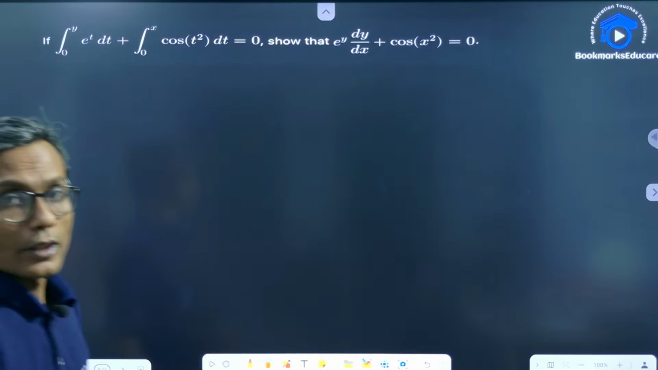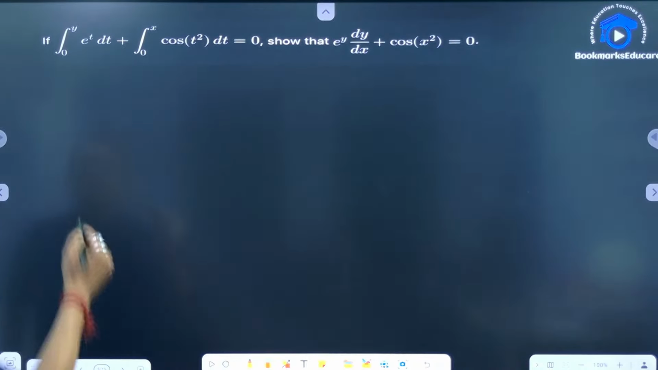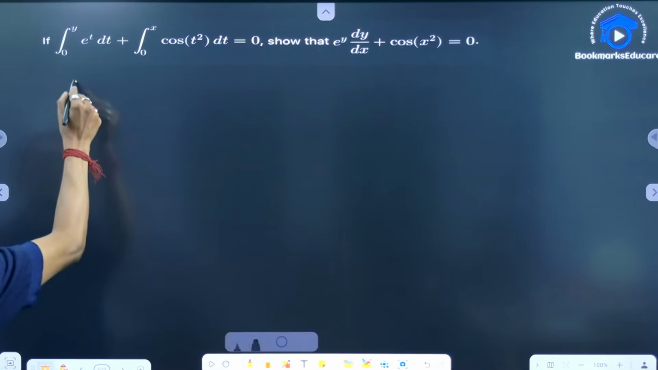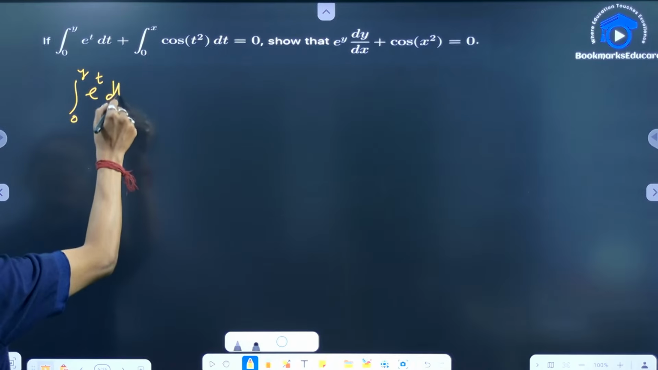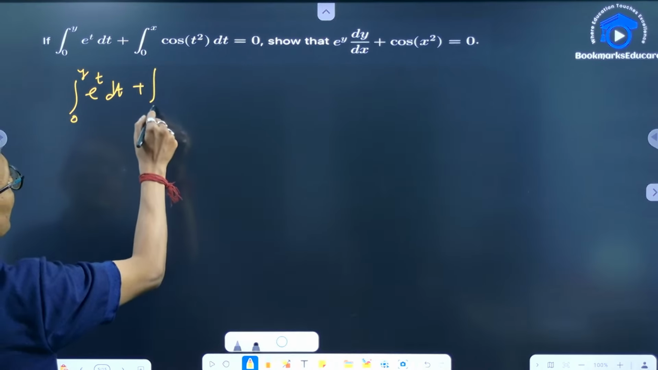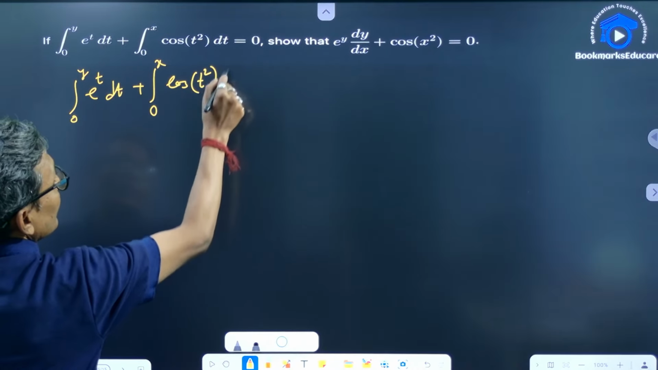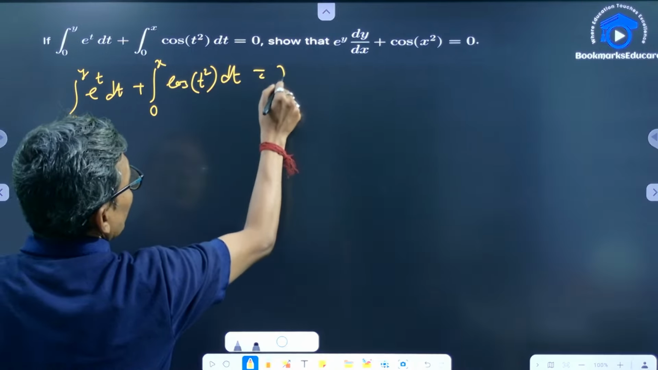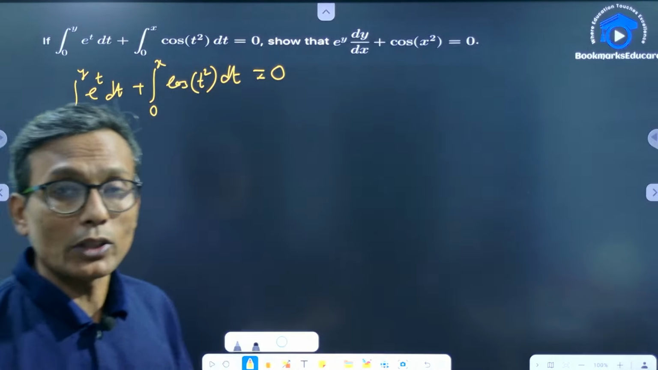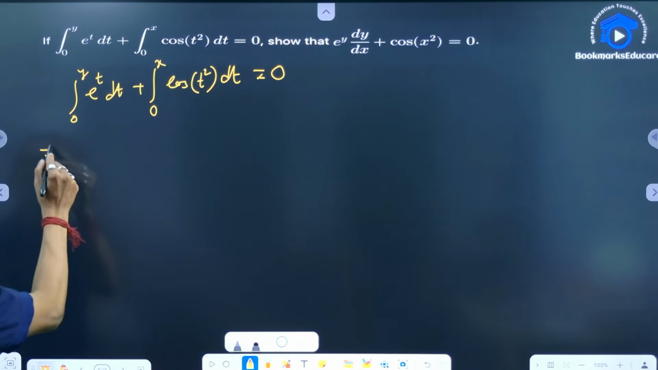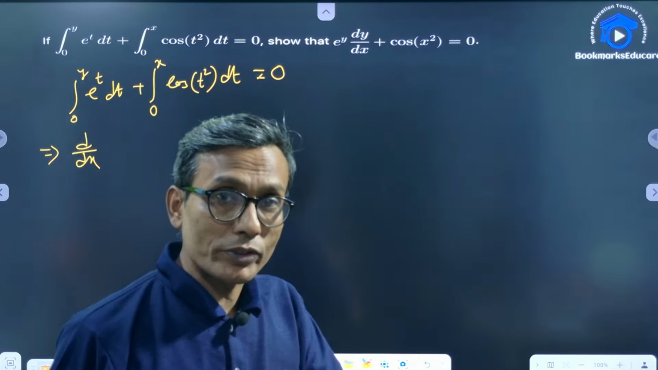This is also based on FTC on definite integral. So the sum is this: integral from 0 to y of e to the power t dt plus integral from 0 to x of cos of t square dt is equal to 0. Differentiating on both sides with respect to x, what will we get? Mind it, we have to differentiate on both sides with respect to x.